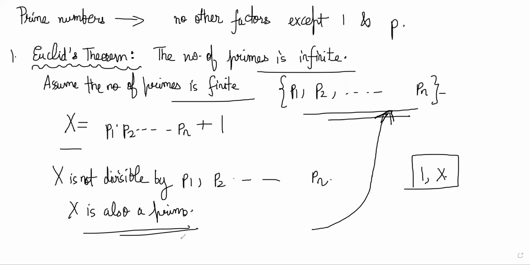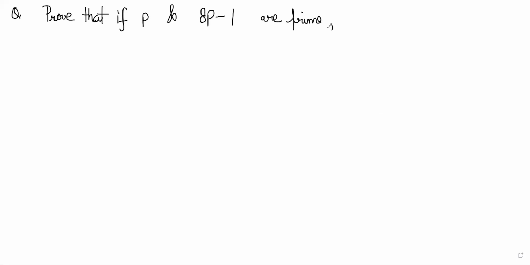Now, we will see more theory, but we'll first do a couple of questions. We'll say, prove that if P and 8P minus 1 are prime, then 8P plus 1 is a composite number. Any number that is not a prime is a composite number.